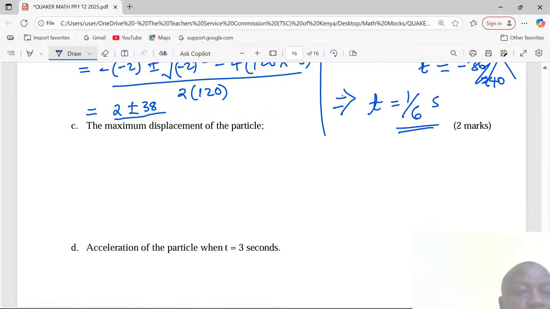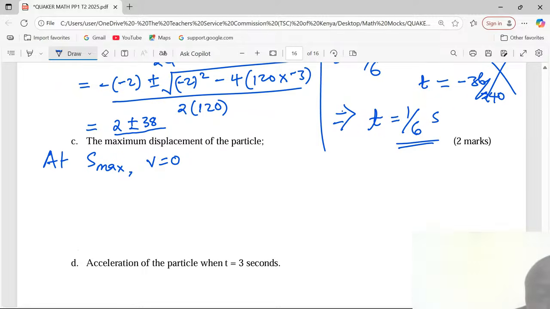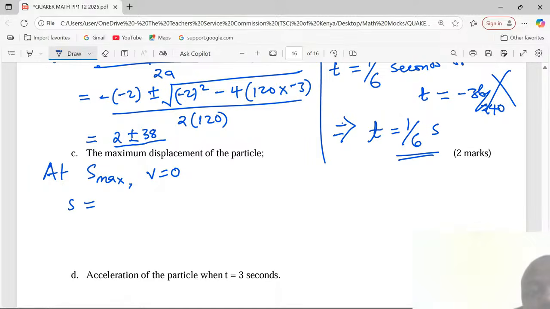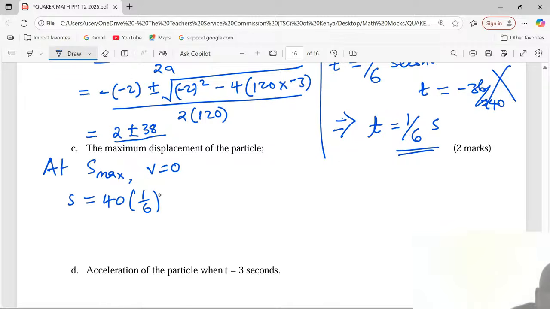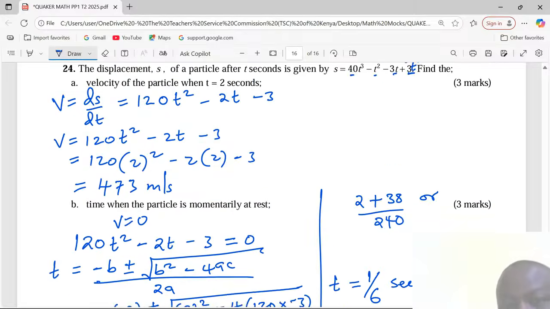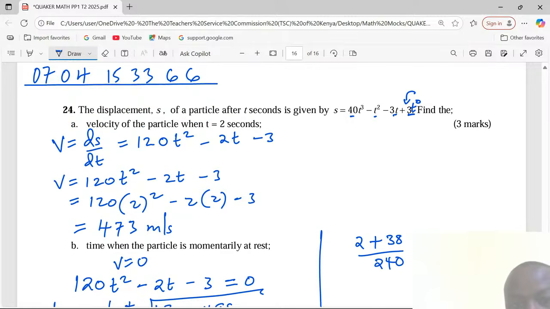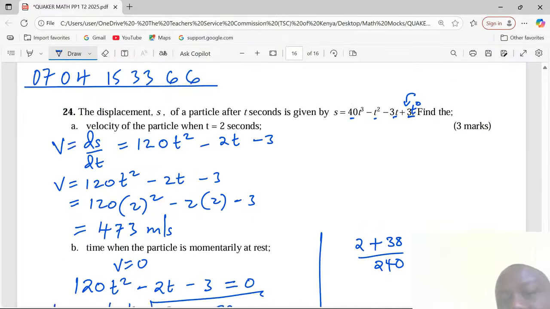Look at part C. The maximum displacement of the particle. At maximum displacement, velocity is usually 0. When the particle has covered the maximum distance possible, the velocity is usually 0. So maximum displacement is when velocity is 0, and that is when t equals 1 over 6. Therefore, this maximum displacement will be given by 40t³ minus t² minus 3t plus 3, with t equal to 1 over 6.